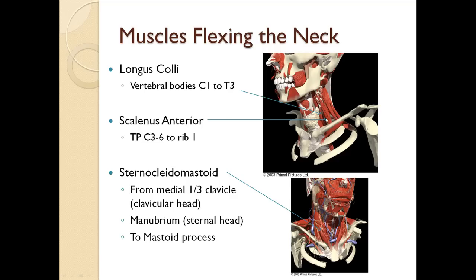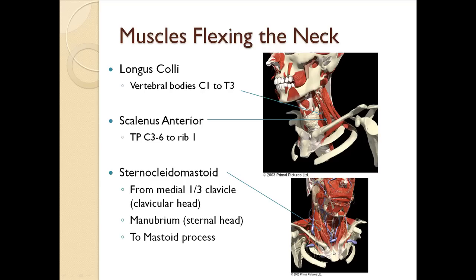We then have the scalenes. So here is scalenus anterior, which passes from the transverse processes of C3 to C6 all the way down to the first rib. These are lateral flexors of the neck, but they also play a role in cervical rotation. But because of their attachment onto the ribs, they're important accessory inspiratory muscles.